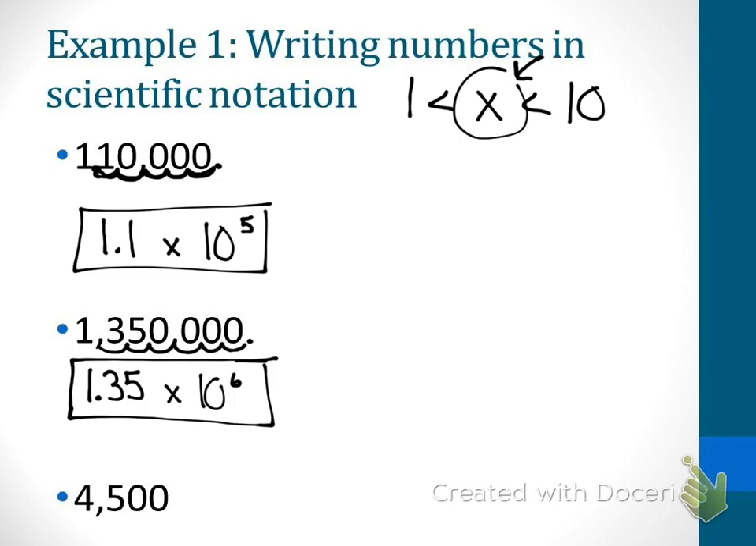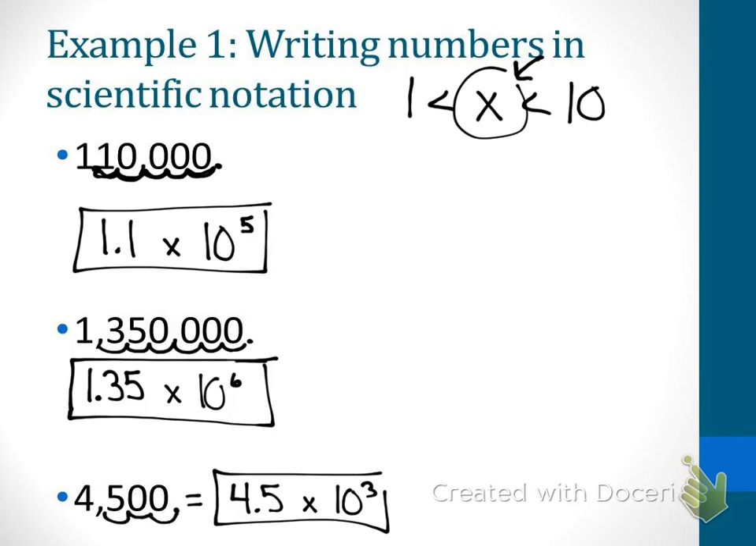All right, now I want you to try the third one. All right, Dylan, what's it going to be? 4 and 5/10 times 10 to the power of 3. Perfect. So it's 4 and 5/10 because, again, is that in my range? Greater than 1 and less than 10? Yeah, it is. And then I went 1, 2, 3 decimal places, so times 10 to the 3rd power. All right, and that's how I write a very large number in scientific notation.